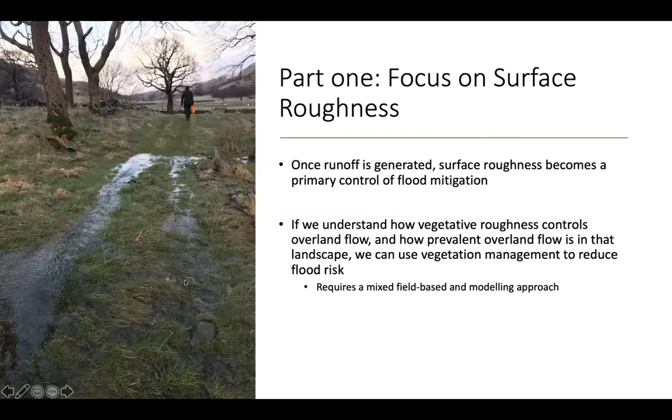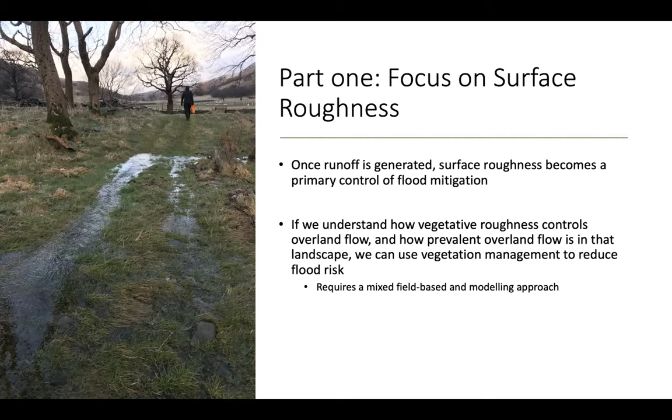So, like I said, the first part of my PhD was very much this focus on surface roughness, where once runoff is generated in an environment, the surface roughness becomes a primary control for flood mitigation. So if we can understand how different vegetation types have different levels of roughness and different abilities to slow down the flow of water, we can then look to see how we can adapt those environments to better mitigate flood risk downstream.